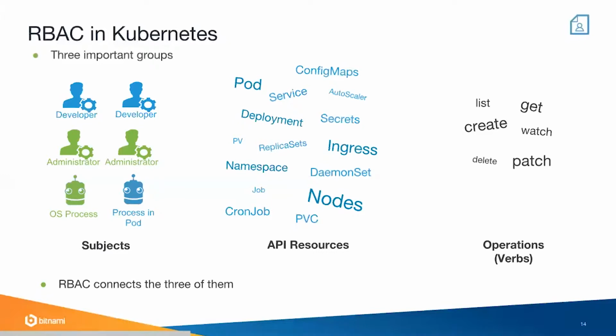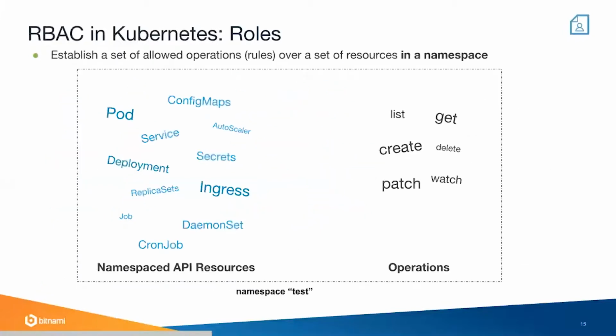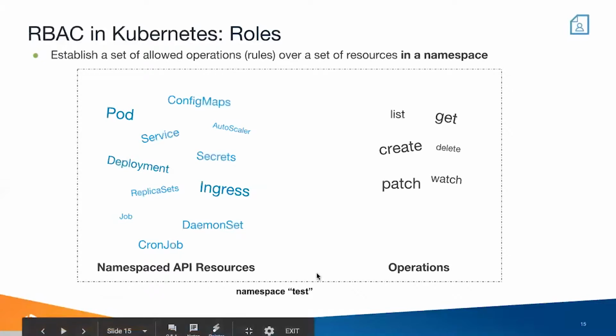So in order to do this operation, we have several Kubernetes objects that are implied. The first one is called the roles. And what does it do? It connects resources and verbs and operations. So it will define a set of rules, so a set of operations that we can do over a set of resources. And very important, inside a namespace.